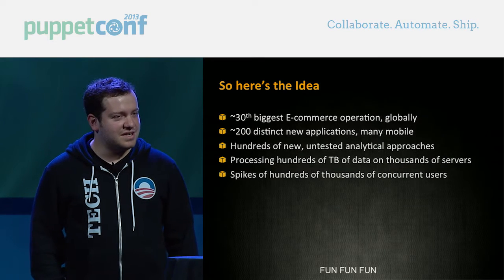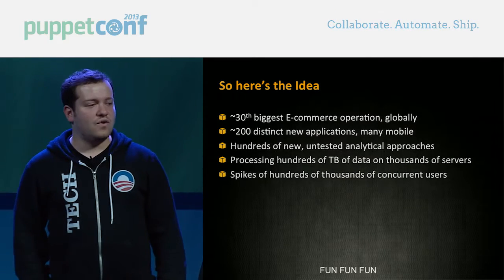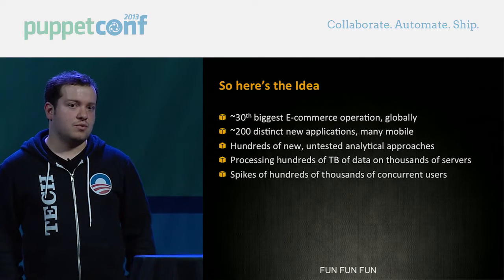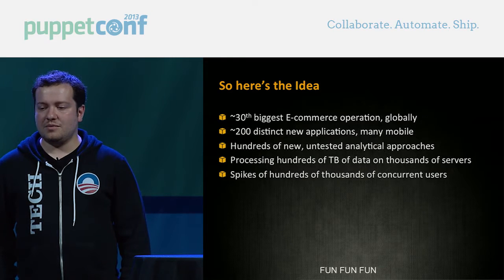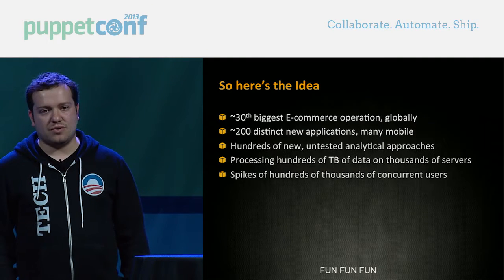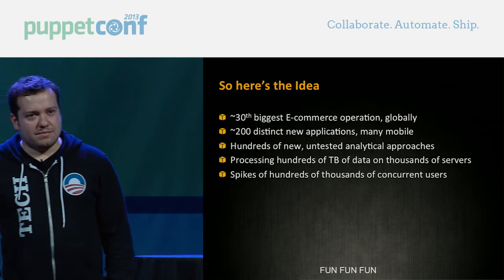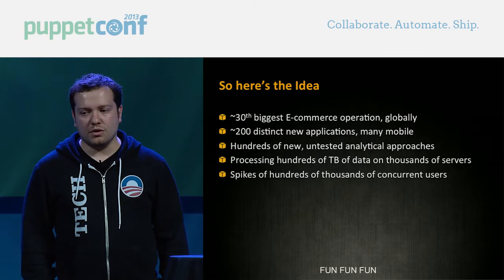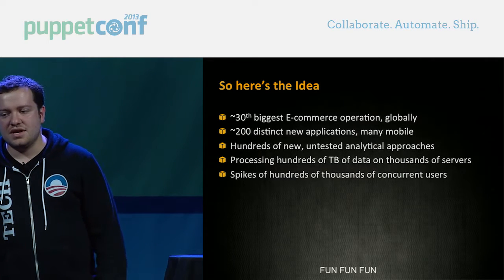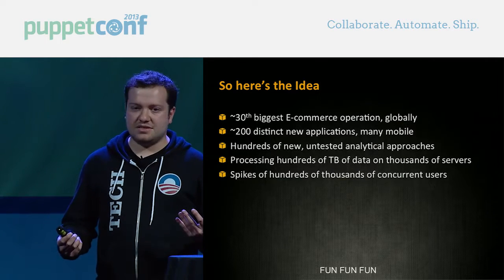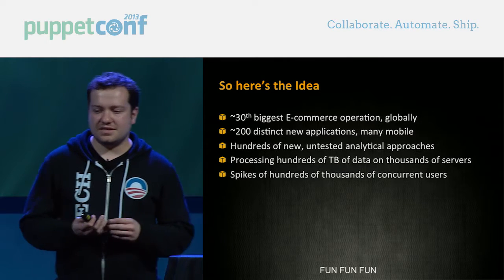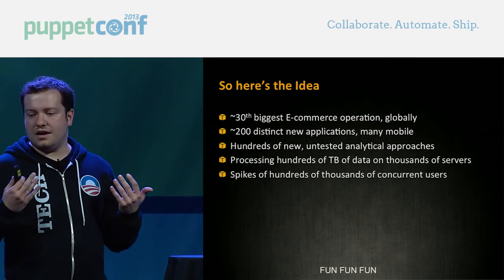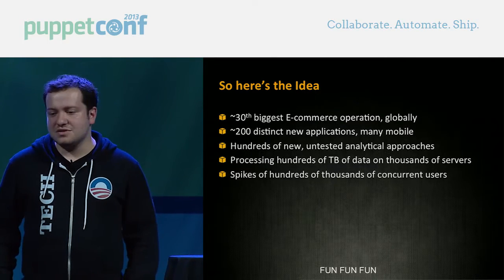So here's the idea before we started the campaign of what we wanted to do. We knew that all told, when it comes to our store, and more importantly, our donation platform, we were going to be about the 30th biggest e-commerce operation globally. By the end of the campaign, we had a little bit over 200 distinct applications. Many of them were mobile, written in all kinds of different languages. And we had a big analytics team doing a lot of untested approaches that had never been tried before, processing hundreds of terabytes of data on thousands of servers.